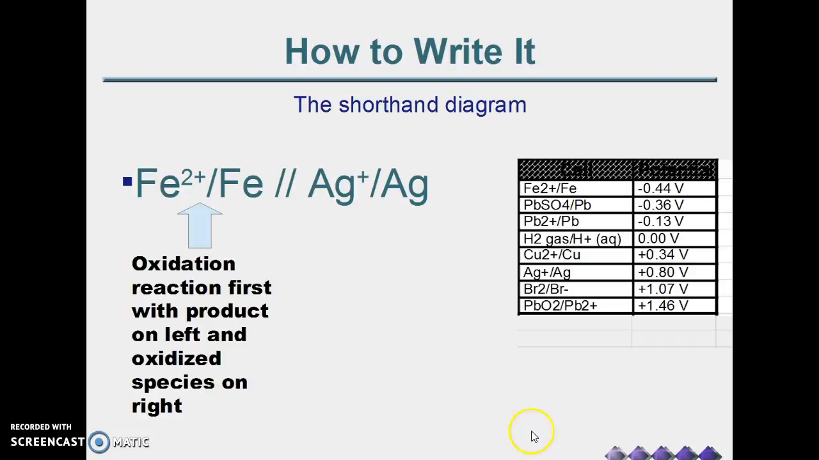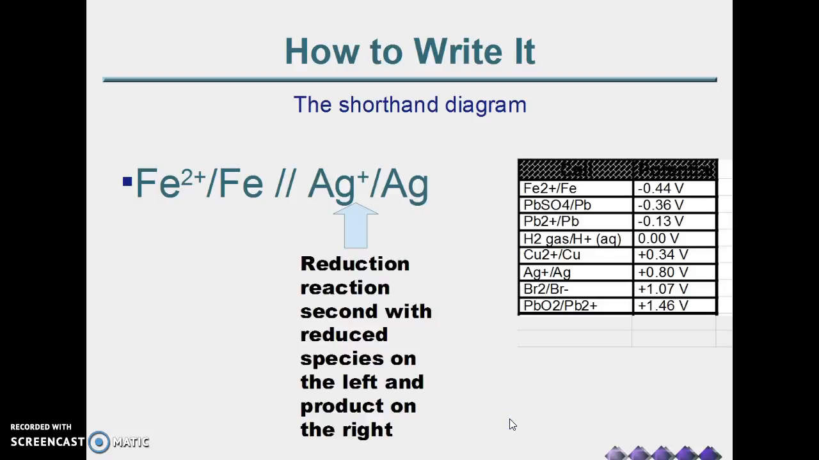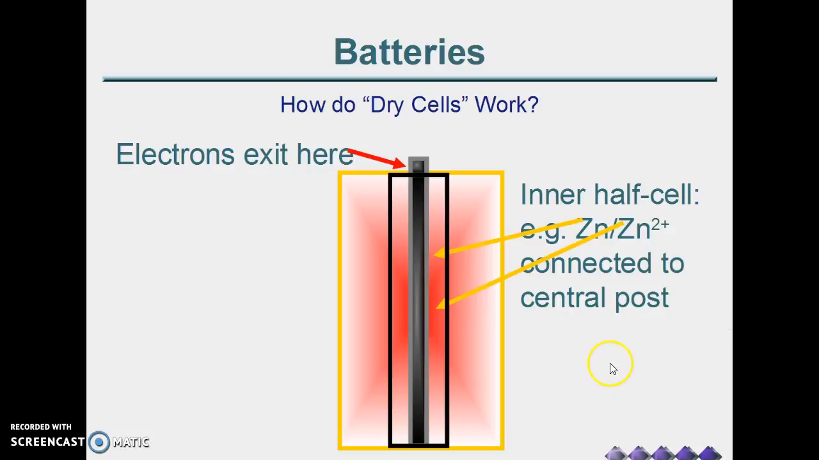So the shorthand diagram: the oxidation reaction is given first, the product on the left and the oxidized species on the right. The reduction reaction is second, with the reduced species on the left and the product on the right, and the salt bridge in the middle.